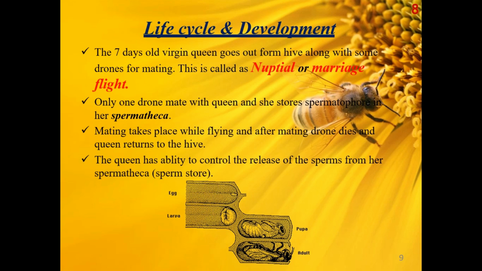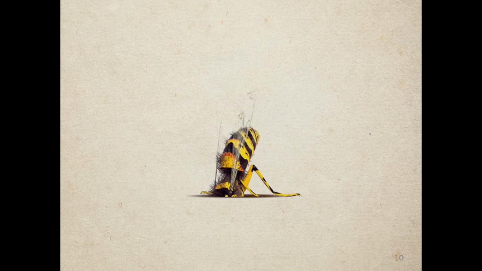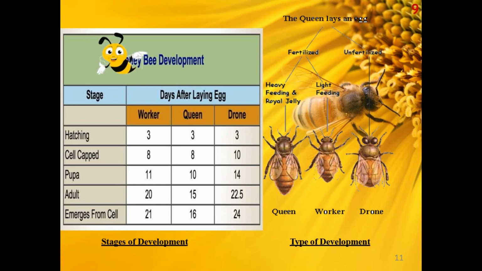In this process you can see there is an egg, then larva, after that pupa, and then the adult. For example, this one is the egg, and then it goes to the larva, and after that it converts to pupa, and then it becomes a full adult bee. I'm showing you the honeybee development in a picture.